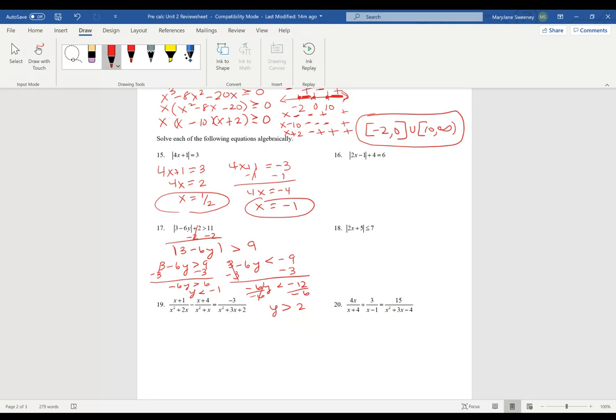Again, if you want to put your answers in interval notation, or if you're asked to, sometimes it helps people to visualize it on a number line. We're saying less than negative 1, but greater than 2. So that'd be negative infinity to negative 1, union 2 to infinity.